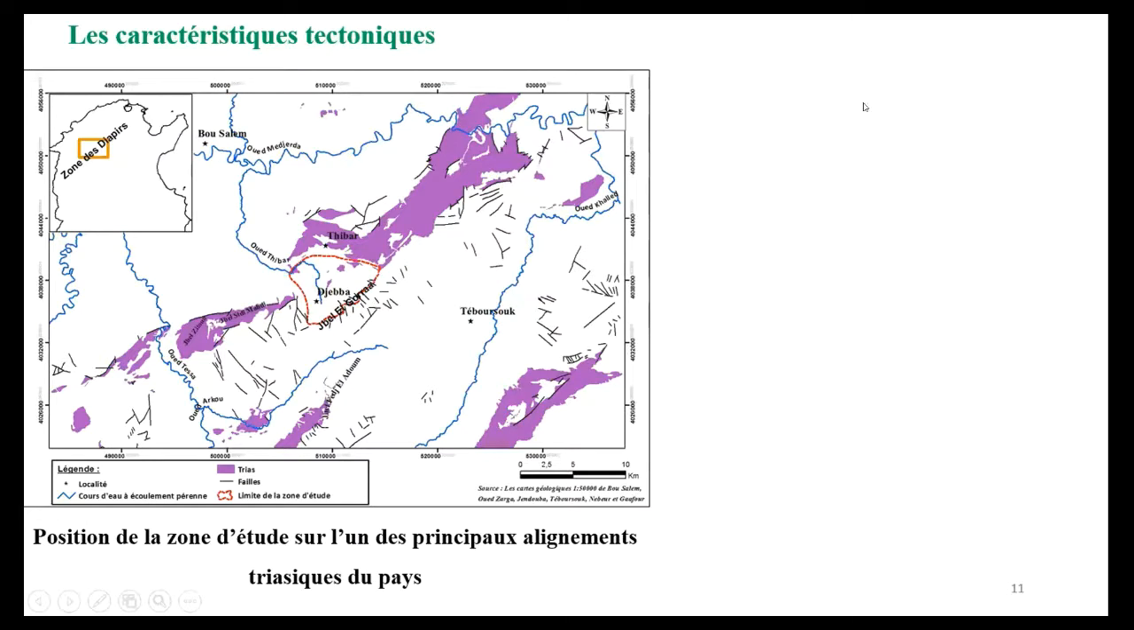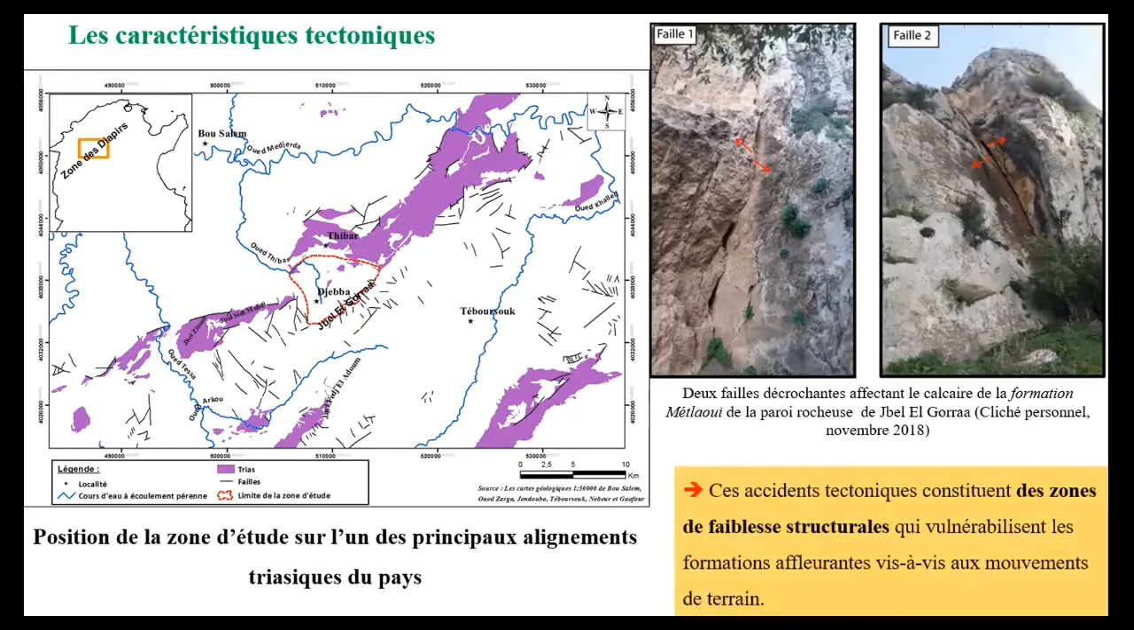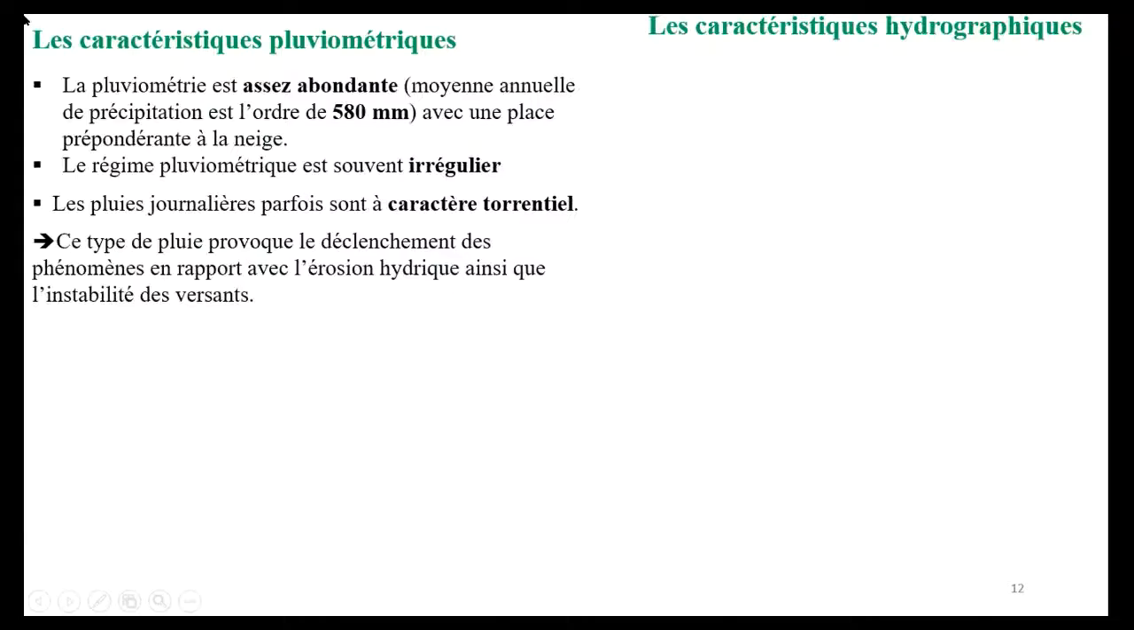Donc, du point de vue tectonique, le secteur d'étude est situé dans la zone des diapirs, un domaine structural qui se caractérise par la remontée triasique. Ceci a participé à l'apparition d'un réseau de failles affectant le calcaire de l'Éocène. Ces accidents tectoniques constituent des zones de faiblesse structurelle qui vulnérabilisent les formations affleurantes vis-à-vis du mouvement de terrain.